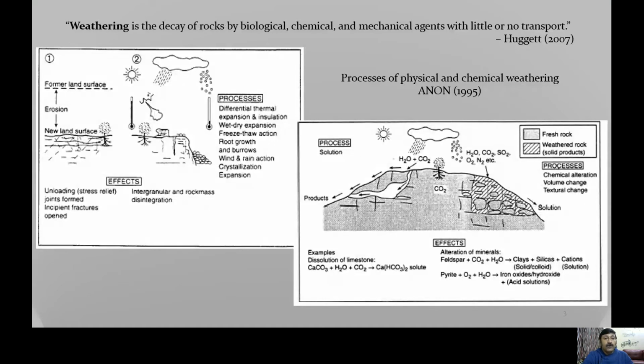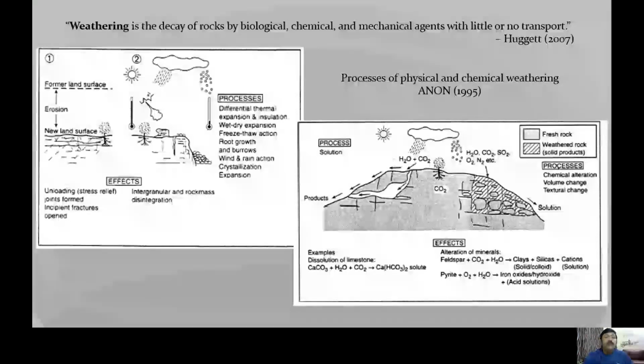Weathering is the decay of rocks by biological, chemical, and mechanical agents with little or no transport. Now, when we talk about weathering, this involves three different processes. One is physical weathering, one is chemical weathering, and the other is biological weathering. Now, the biological weathering process can be categorized into physical and chemical weathering components. So basically, we have two different weathering processes. One is the physical weathering process and the other is the chemical weathering process.